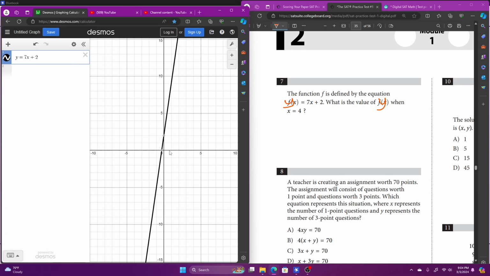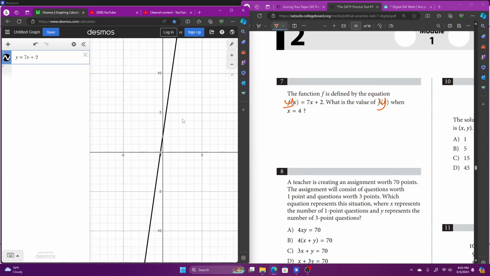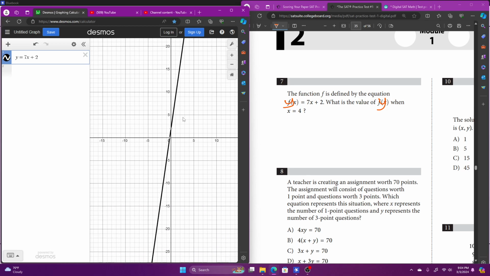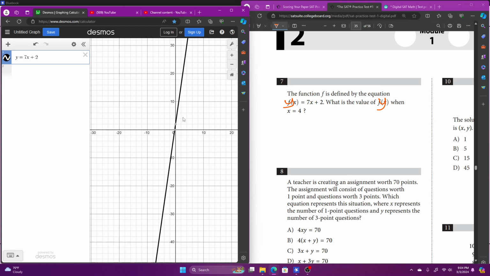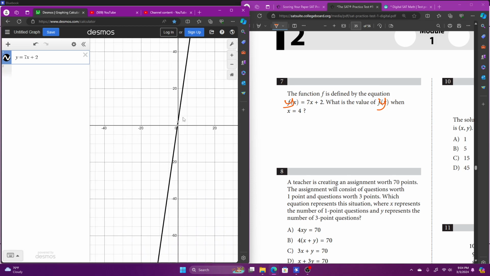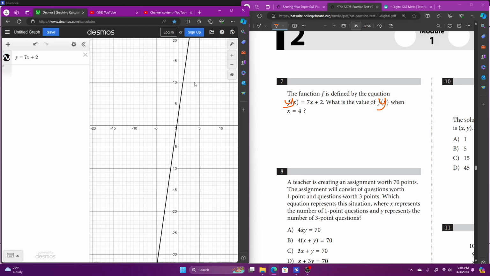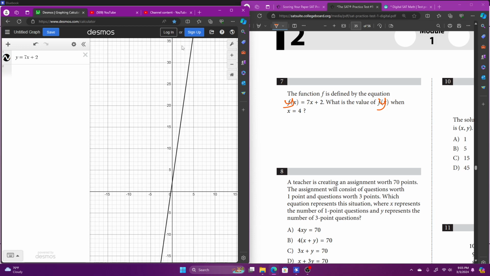Take it back home. When x is 4, it's farther up there. It's way up there. Oh, I went out of range. And I can see it right there. When x is 4, y is 30. So my answer here is just 30.